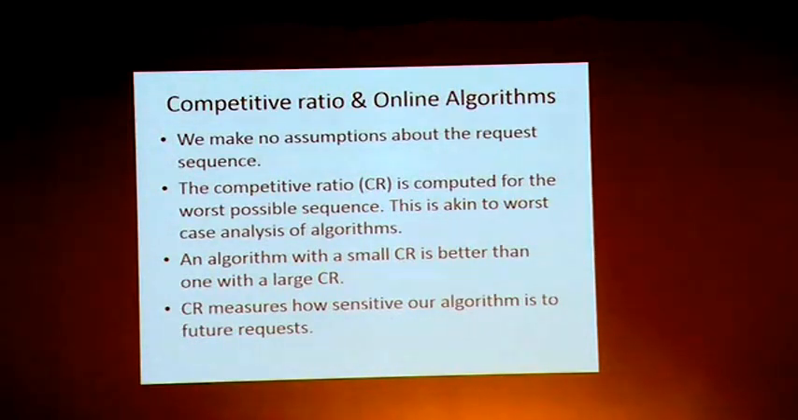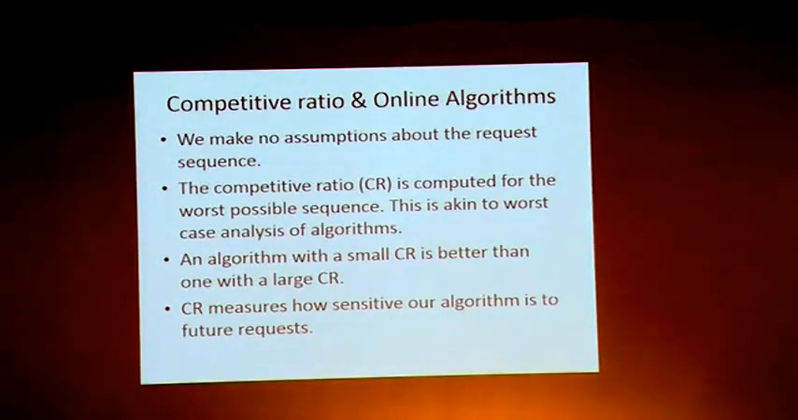So a few things to keep in mind. One is we make no requests about the request. We make no assumptions about the request sequence. And that's why I'm stressing on the word adversary. We would say that the requests are generated by an adversary, someone who really wants to beat our algorithm. Okay? The competitive ratio is computed for the worst possible sequence.